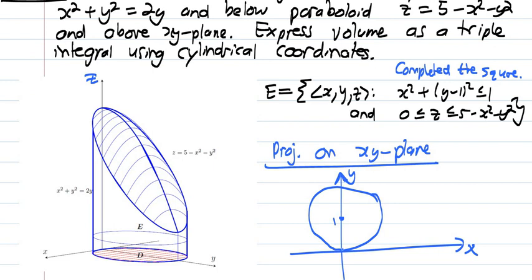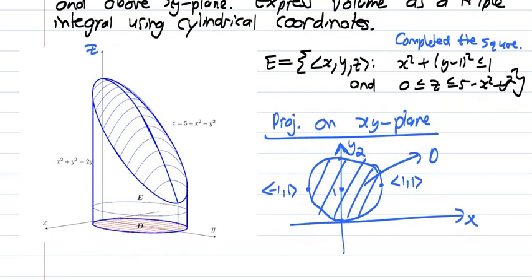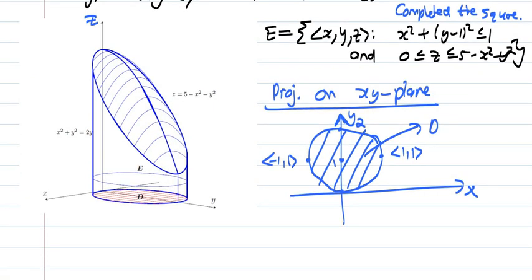So that value would be 0, that value would be 2, that value would be 1, 1, this value would be minus 1, 1, and so this is the shadow or the projection on the xy plane. All right, so let's quickly describe D using polar coordinates. So we can see we only have angles in the first and the second quadrant. So theta this time around is between 0 and pi.